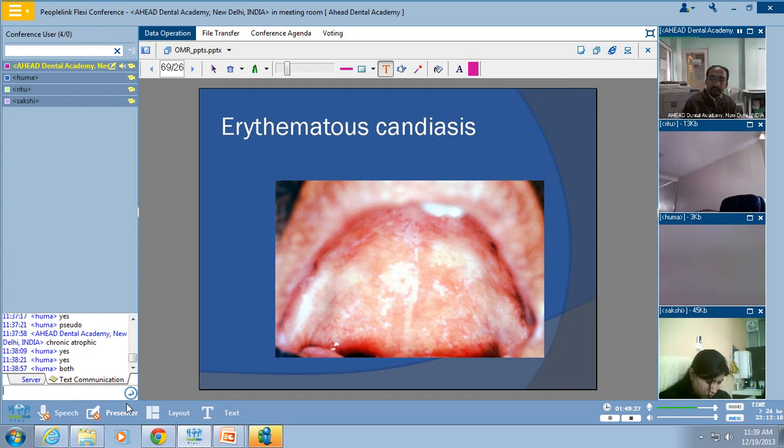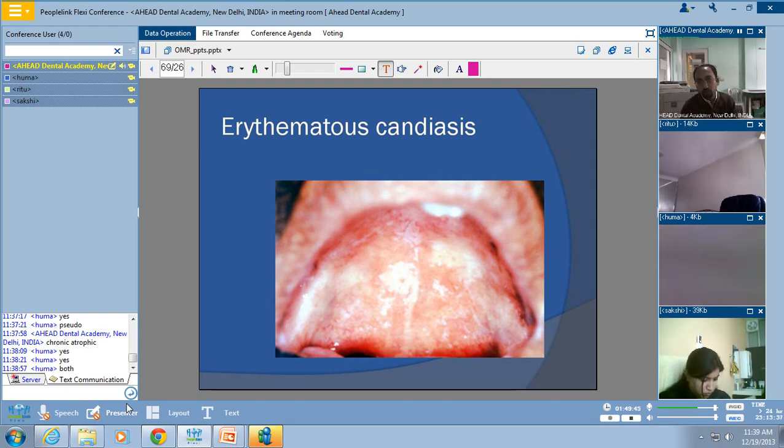Histoplasmosis, blastomycosis, mucormycosis, zygomycosis, what are the other names which you know? All those are examples of deep fungal infection. Is it clear? But candidiasis represents the only condition which can occur as superficially as well as deep.